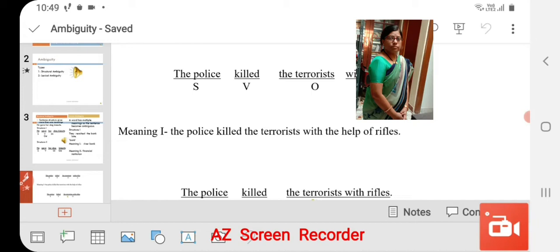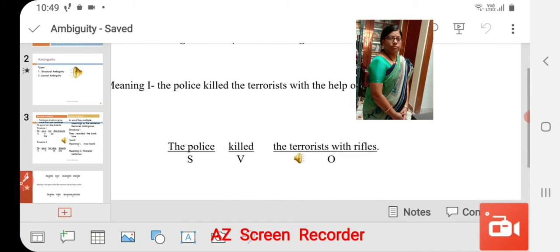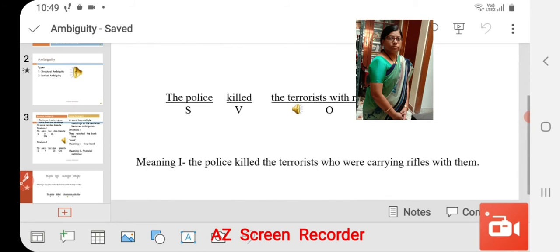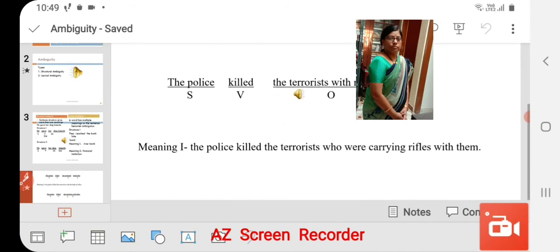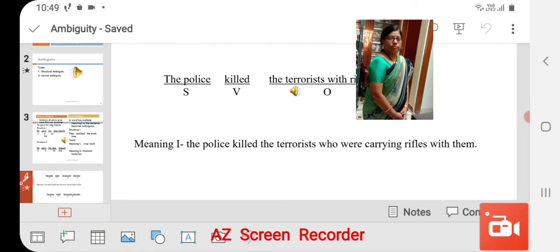Because the structure is S plus V plus O plus A. Here object is the terrorists. आणि कसं मारलं? मॅनर काय आहे? बंदुकीने मारलं. कोणाला? अतिरेक्यांना. The police killed the terrorists with rifles. So this is one structure. And this is the meaning of this structure. Now let us see another structure. The same sentence can be written like this. The police killed the terrorists with rifles.